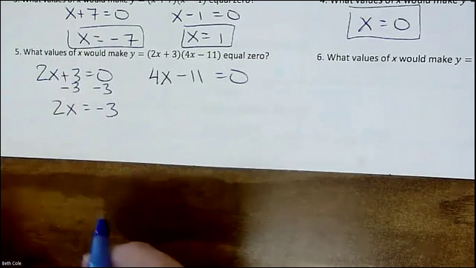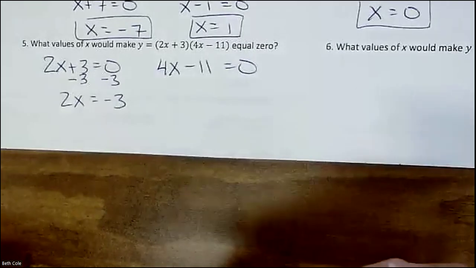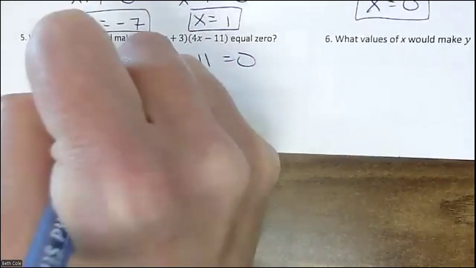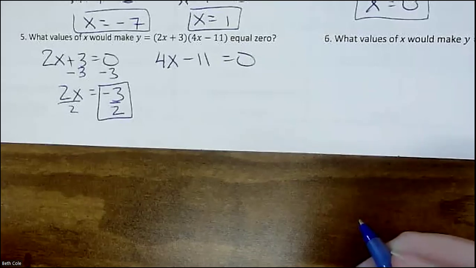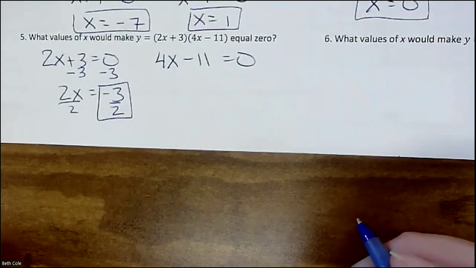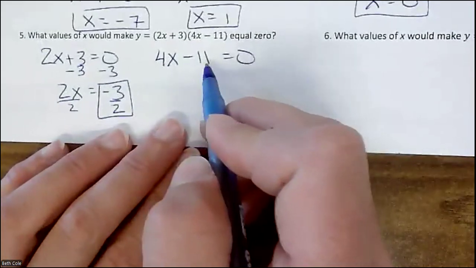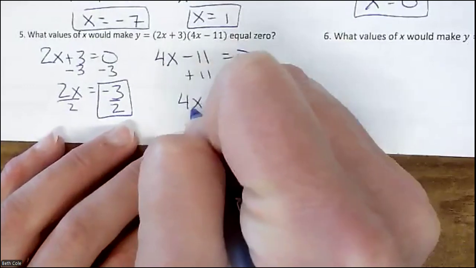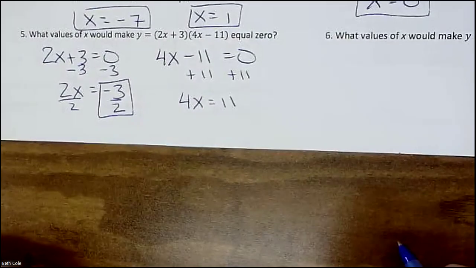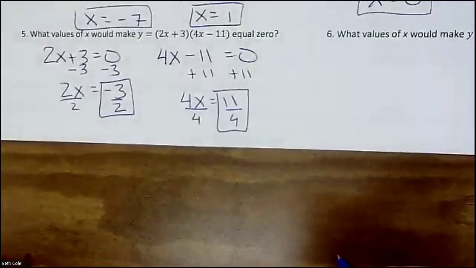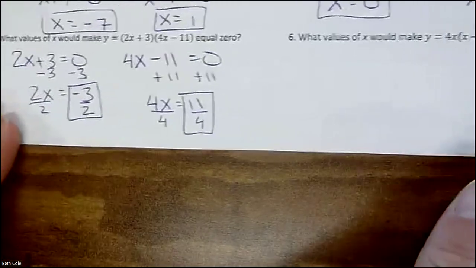And then what's your last step? Yeah, divide by 2, good job. So negative 3 over 2. When it's 2 steps, typically you end up with a fraction. All right, how about this one? 2 steps, what would you do first? Yeah, plus 11. Divide by 4, so 11 fourths. So you just take the two factors, set them equal to 0.